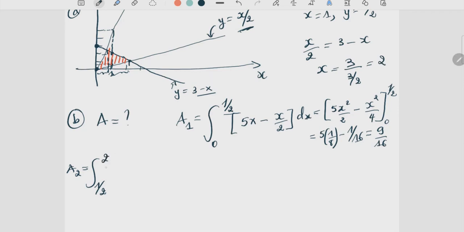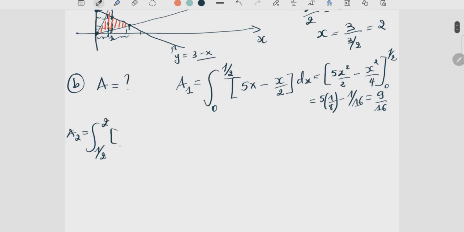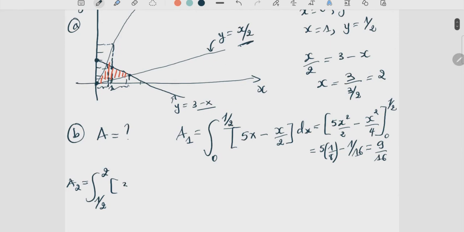So we are going from half to 2, and we are evaluating it such that we have that 3 minus x is on top, so 3 minus x minus the one that's at the bottom here, which is x over 2 dx, right? So that's the second area. And this is evaluated to be 3x minus x squared over 2, right? Minus x squared over 4. Evaluated between 1 over 2 and 2.